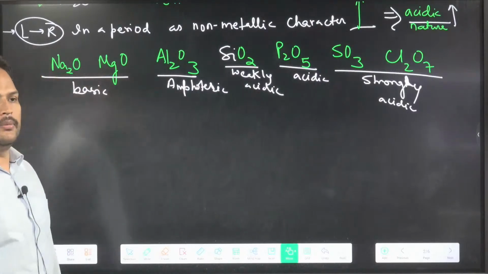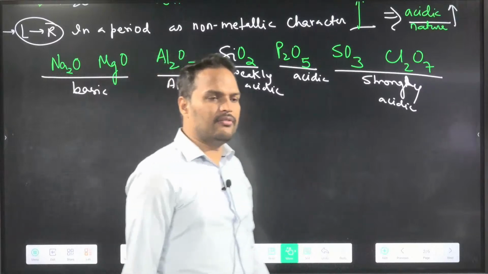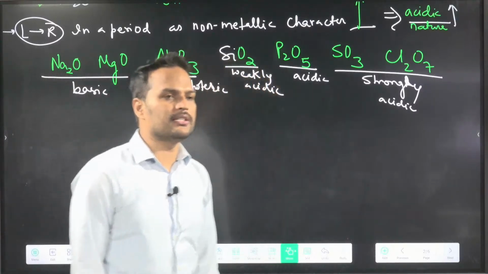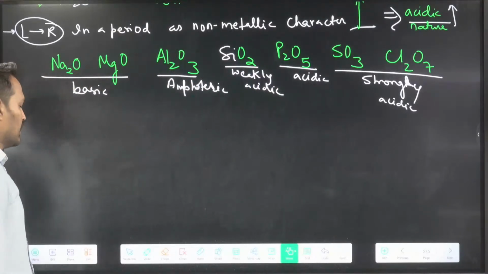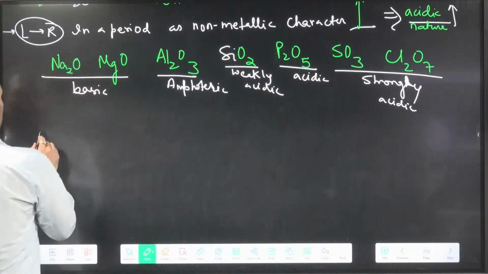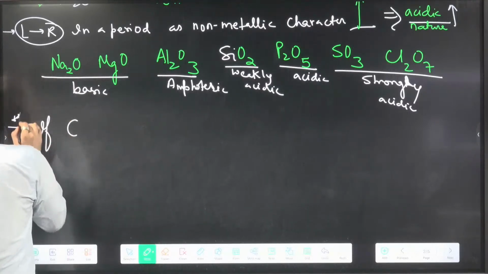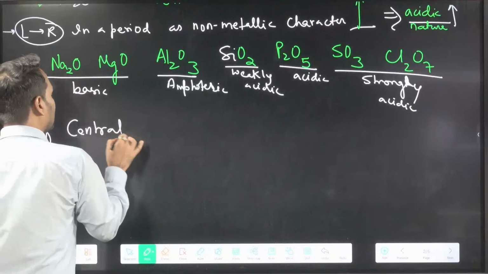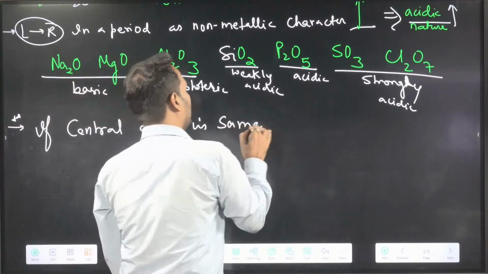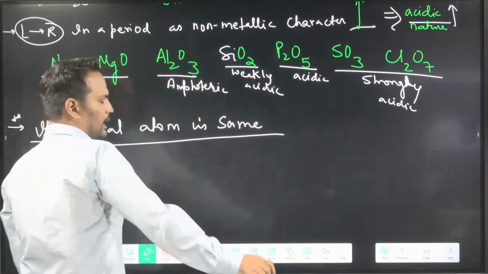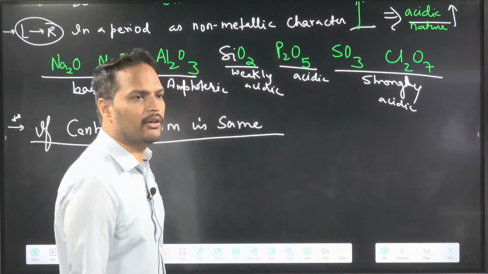Left to right in a period, what you are seeing here, everywhere the central atom is changing. Now the question arises, see this point, very important: if the central atom is same, all are same element oxides, then what will you do?